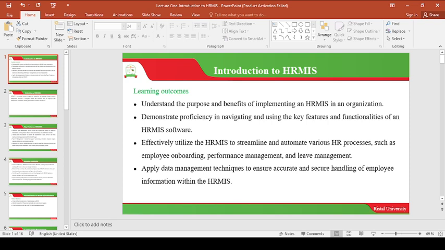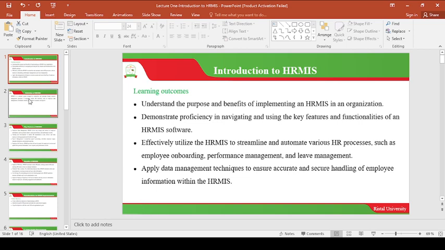So by the end of this presentation, you will be able to understand the purpose and benefit of implementing an HRMIS in an organization, demonstrate proficiency in navigating and using the key features and functionalities of an HRMIS software, and effectively utilize the HRMIS to streamline and automate various HR processes such as employee onboarding, performance management, and leave management. And finally, apply data management techniques to ensure accurate and secure handling of employee information within the HRMIS.